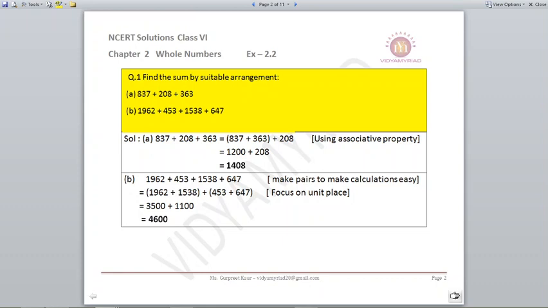So all these options cannot be taken care of. I know 2 plus 8 is 10 and 3 plus 7 is again 10. So I can make them a pair. I will get 3500 plus 1100, which gives me 4600, and calculations become easier.